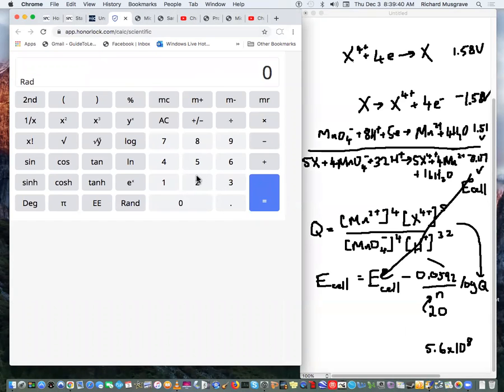All right, let's clear that out. So let's see how we can do this. 0.0592. I think we could probably do it in one go here. All right, times 5.6 times 10 to the 8th. And then I hit log and see where that goes. And then hit equals. And there's my answer.